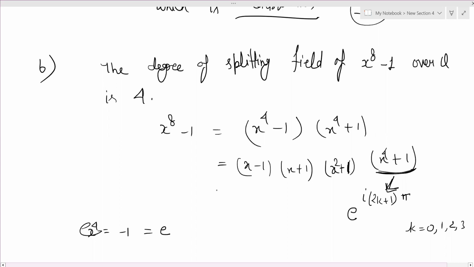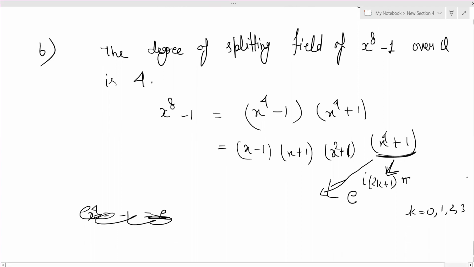So these are the roots. What we want to find is the splitting field degree. These are degree 4 roots, right? What are they? e to the power i(2k plus 1)pi, that is cos of (2k plus 1)pi plus i sin of (2k plus 1)pi. So you can check these values and you will get there. So what is the degree of the splitting field?